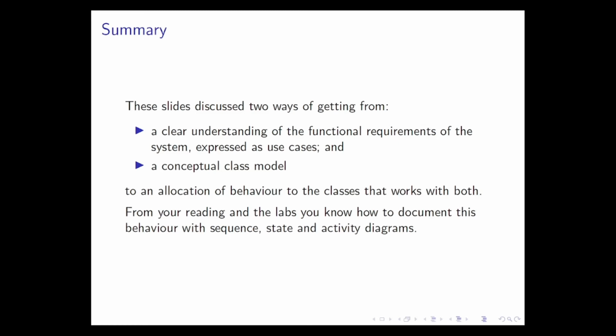So in summary, we discussed here two ways of getting from a clear understanding of the functional requirements of the system, which you have to have at an earlier stage, expressed as use cases, plus a conceptual class model, to the next stage, an allocation of behaviour to the classes that works with both of those things and is consistent with both. And so from your reading and the labs, you now also know how to document that behaviour using sequence, state and activity diagrams.